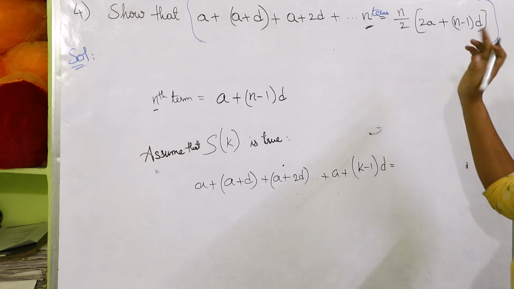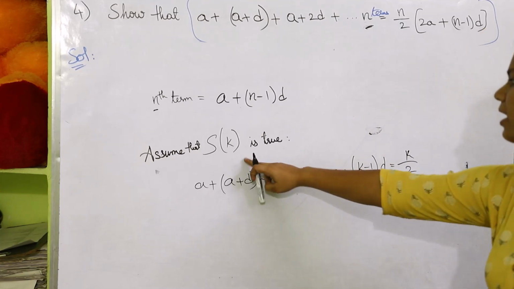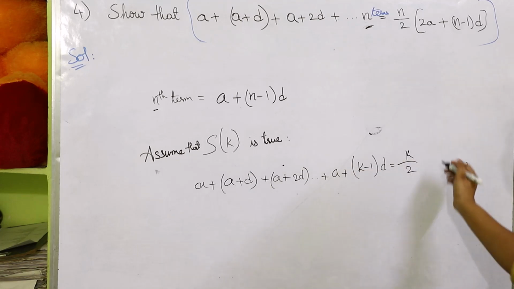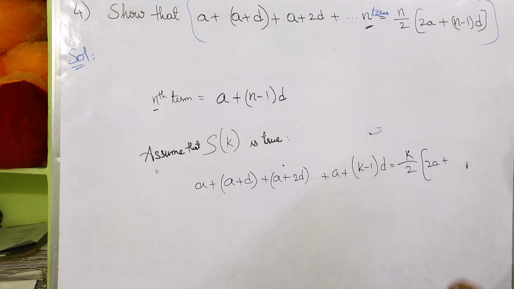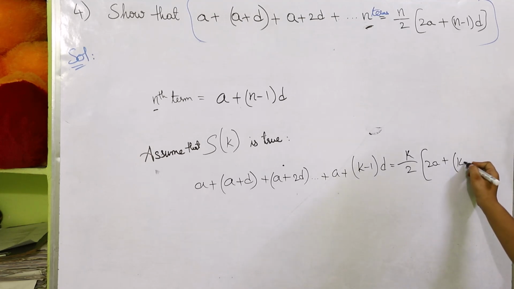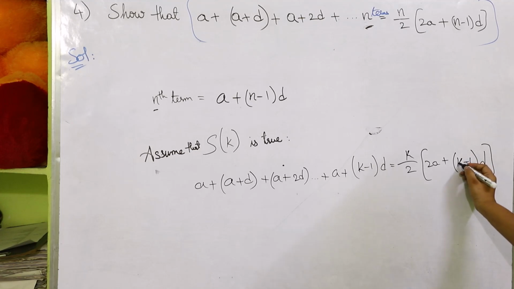What is the n value? It is k. So k by 2, here k, into 2a plus n minus 1 into d. What is the n value again? k. So k minus 1 into d. So this is the given RHS side that we got. Clear? This is the RHS side that we got.